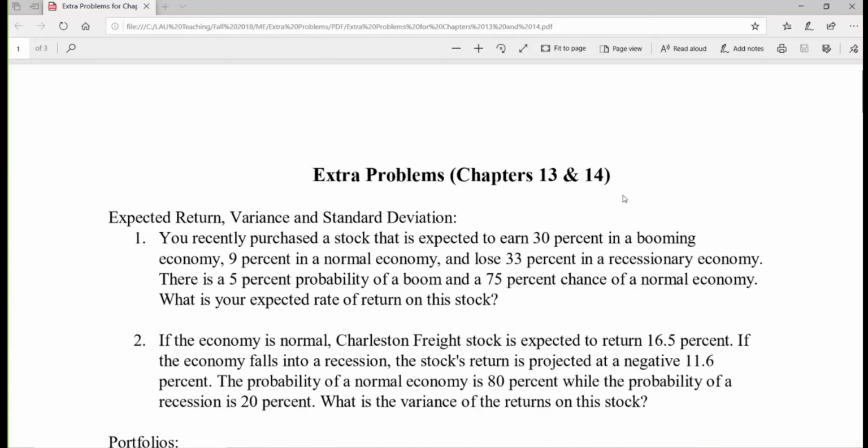Hello everyone, today I'm going over the extra problems of chapters 13 and 14. Let's start with the first question.